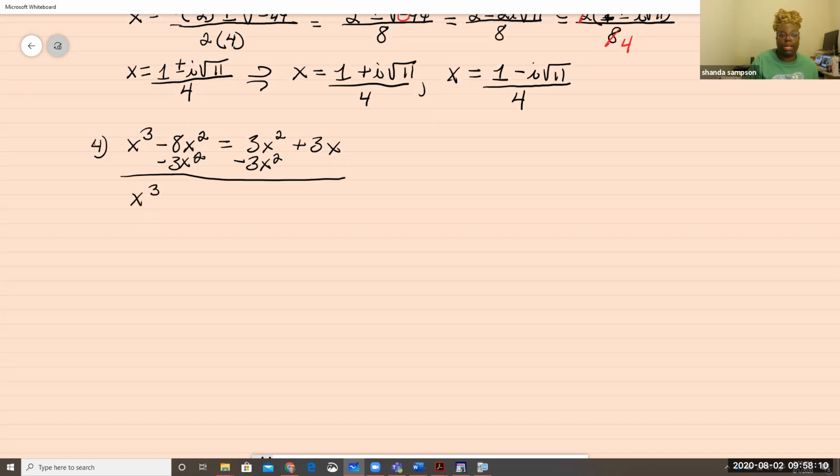That's going to leave me with x cubed minus 11x squared is equal to 3x. And then I have to subtract 3x. And of course, you don't subtract them from each other. Now I'm left with x cubed minus 11x squared minus 3x is equal to 0.